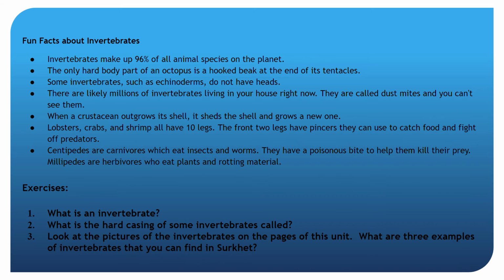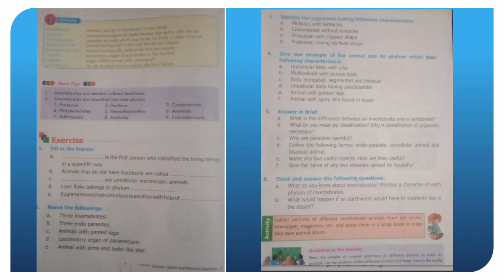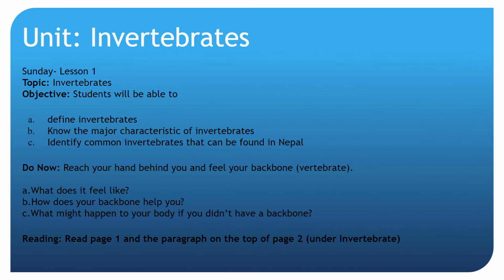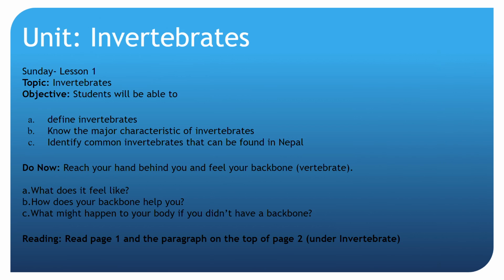And then I created some exercise questions. After looking in the textbook, I also didn't think that their exercise questions were sufficient to answer my original objective questions or ideas. So I made my own. So the first one, what's an invertebrate? Number 2, what's the hard casing of some invertebrates called? And then I say, look at the pictures of the invertebrates on the pages of this unit. So I want them to flip through the pages. What are 3 examples of invertebrates that you find in Sirket?